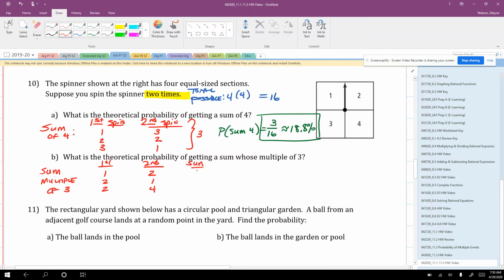If you're still not quite following, look at what the sum is. With a first spin of 3, we can't spin a 0, so that's not possible. 1 doesn't work, 2 doesn't work, 3 works because we get 6. 4 doesn't work because that would be 7. And then let's do 4. 1 would be 5, 2 would be 6, 3 would be 7, 4 would be 8. So how many are there? There's 5. So our probability of a sum multiple of 3 is 5 over 16, which is approximately 31.3%.